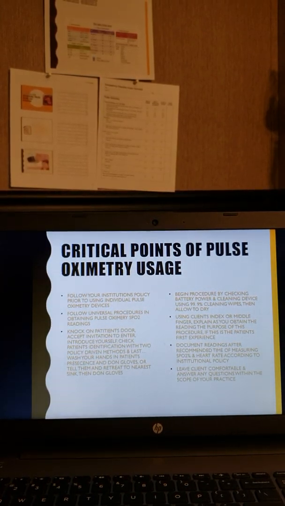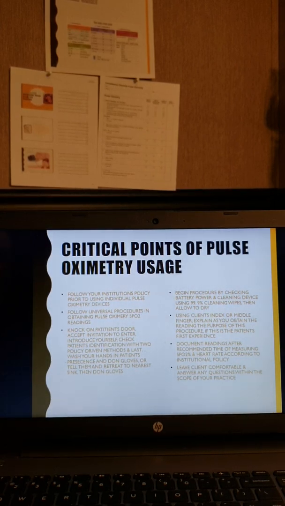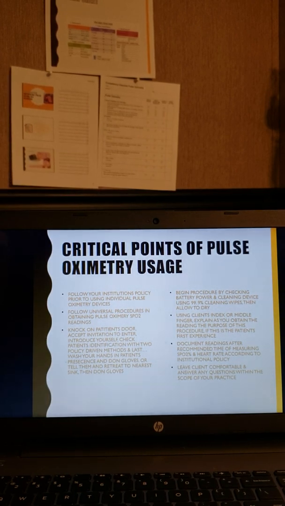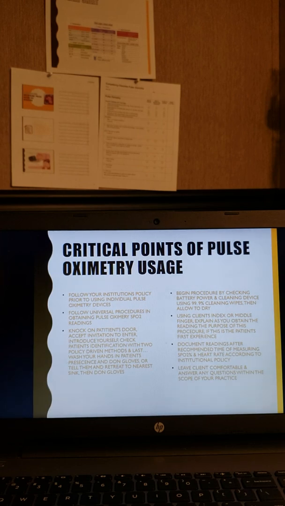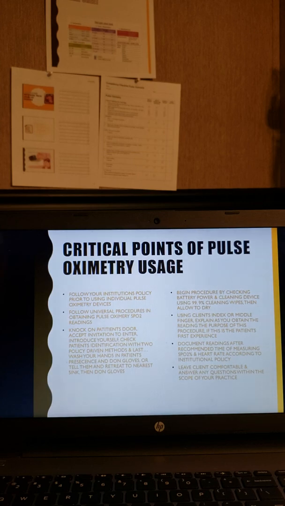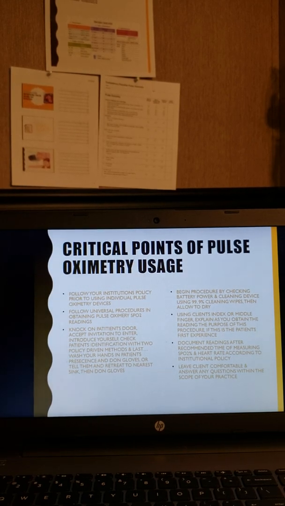Colleagues, what we see here is continuing my presentation to speak to the demonstration I'm doing for you, who are acting as my students here. I always like to put up critical points of any type of equipment usage and to reiterate to the students they must follow institutional policy, universal precautions, identification of the patient, decontaminating the equipment between use with patients, and making sure that they document their readings correctly. And of course, as always, when we're working in institutions, to leave our clients comfortable.